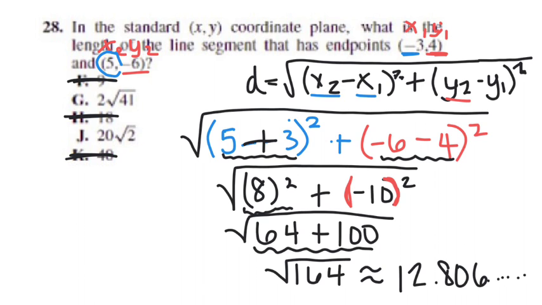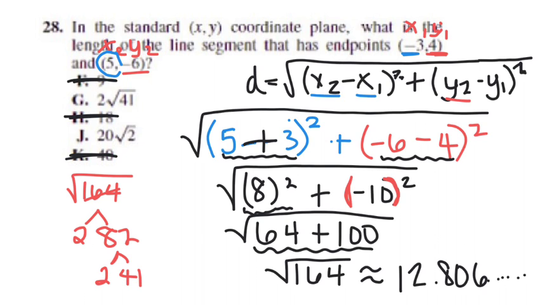You can factor tree. So, square root of 164. 164 is divisible by 2. 164 divided by 2 is 82. Then 82 can be factored by 2. 82 divided by 2 is 41. And then 41 is prime.